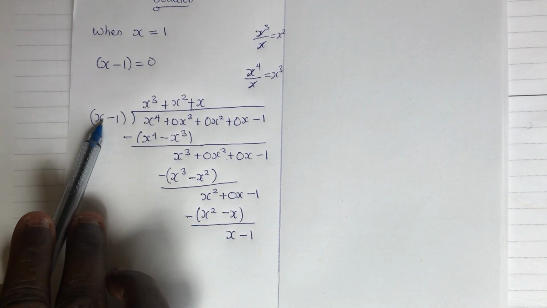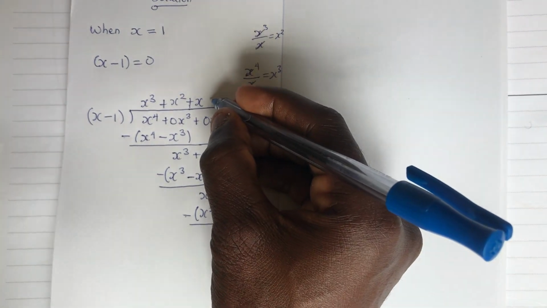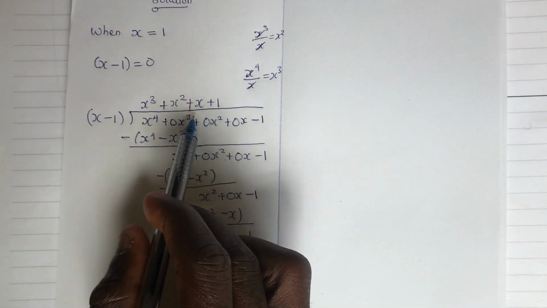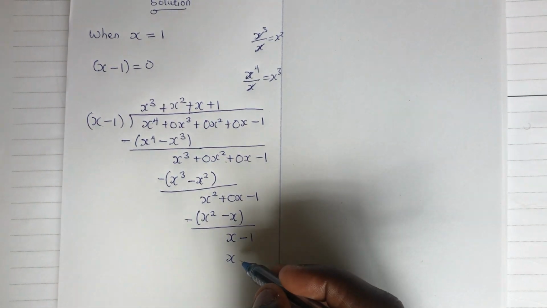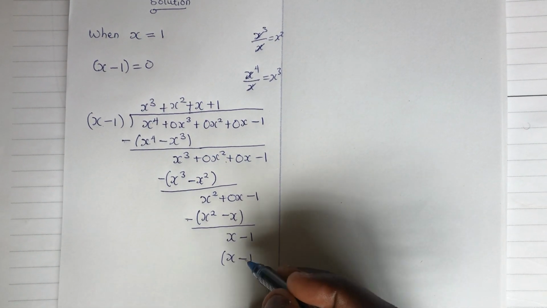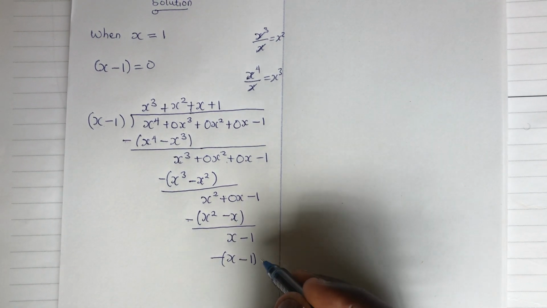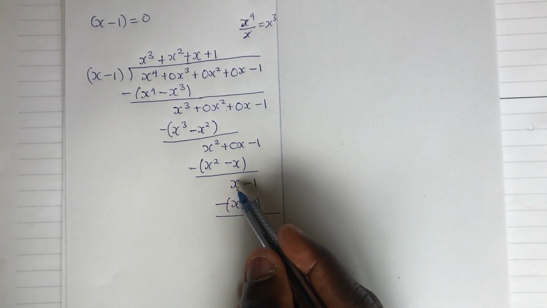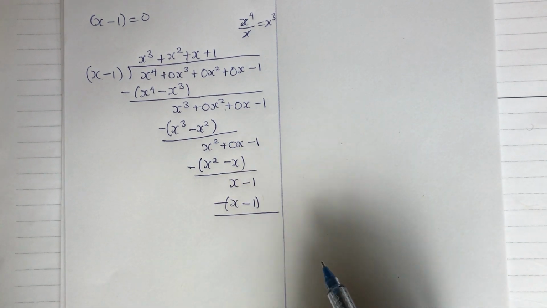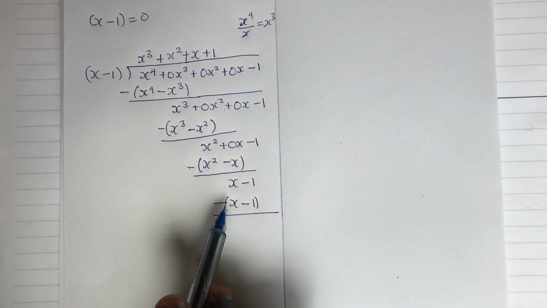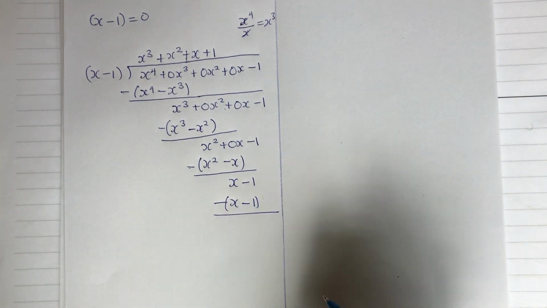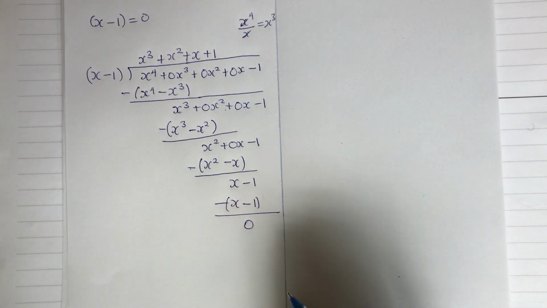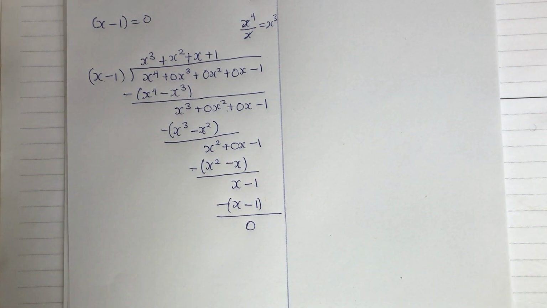X divided by this x will give us what? Plus 1. 1 times x is giving us what? X. And 1 times negative 1, we are getting negative 1. Subtract this result from the new dividend. Now, negative times this will give us negative x. Add it to this one, the result is 0. This times 1 will give us positive 1. Add it to negative 1, the result is 0. So the remainder is what? 0. Now, we are done with this calculation.